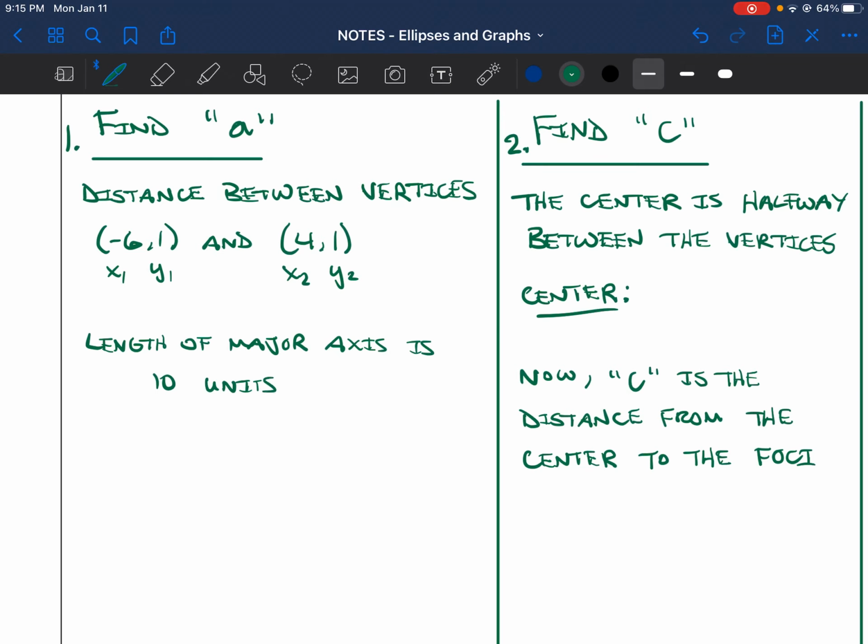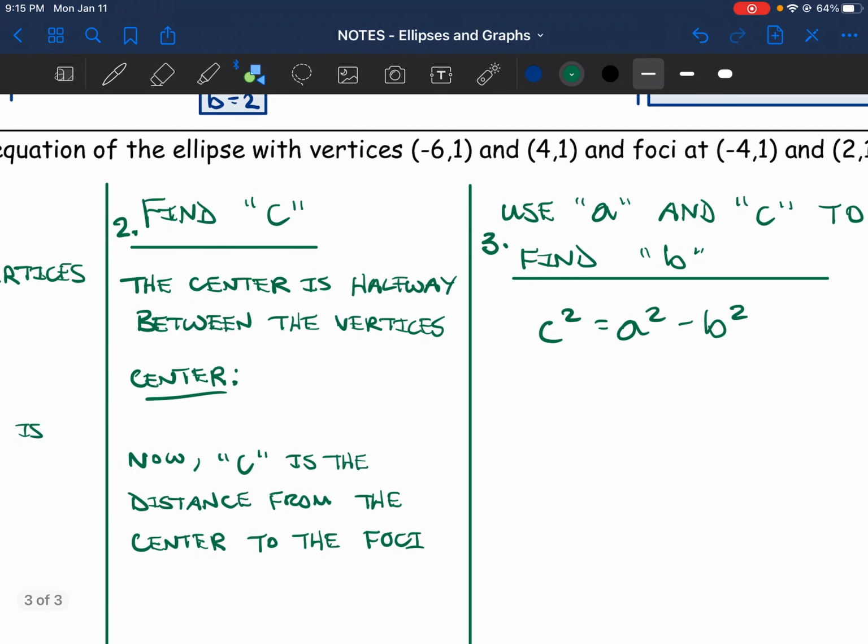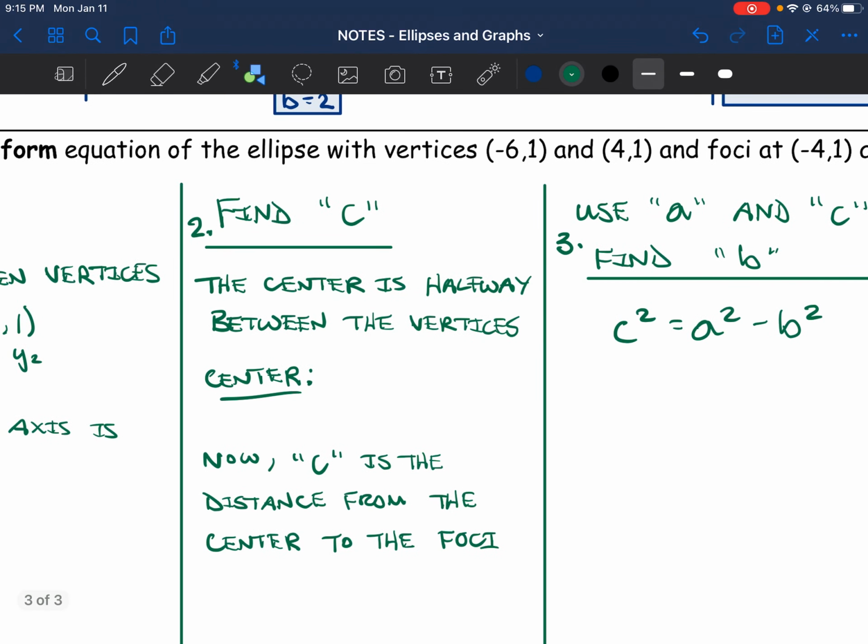Units. And we know that the A term is half the length of the major axis. So thus, A equals 5. Okay, so very quick and easy to find the A term. Now let's work on finding the C term, because again, we're going to need the C term and the A term to find the B term.